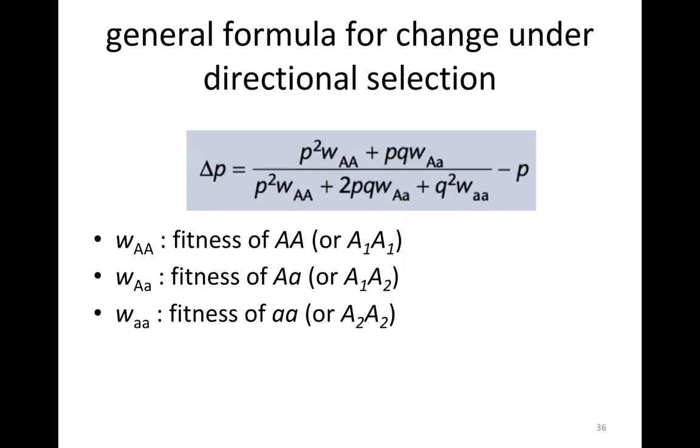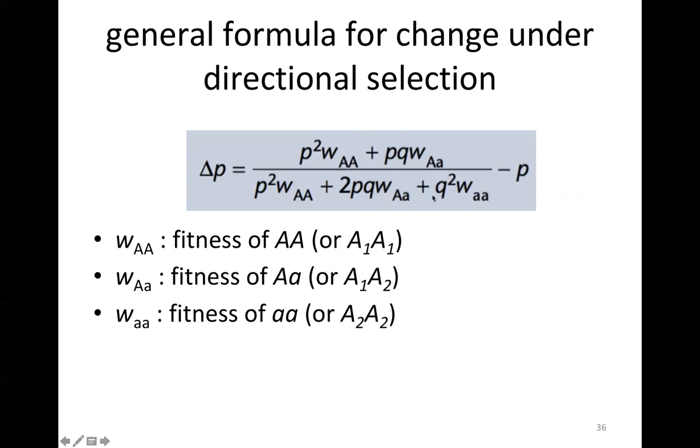Okay, this is not from the book, but for your information, which is kind of intuitive. We can also write a more general formula for directional selection. Instead of A1, A2, here the two alternative alleles are shown with capital A and small case a. So these are heterozygous, homozygous again. And W is the fitness. W is a common way to describe fitness. It's good to know.